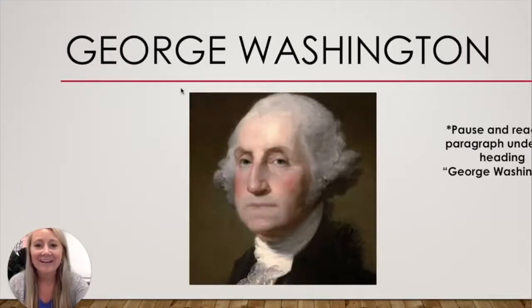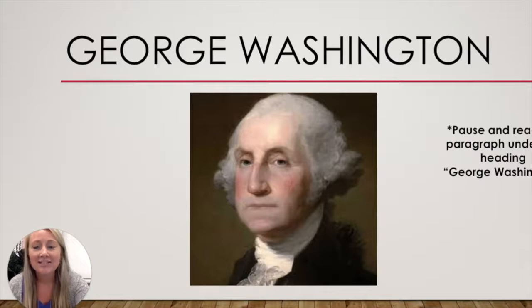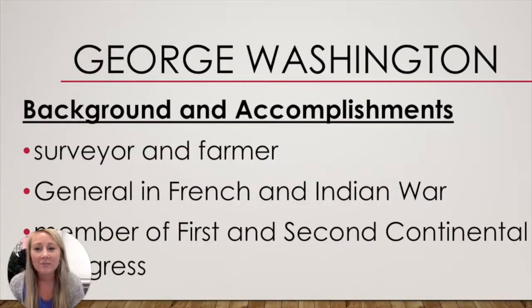Awesome, welcome back. Now that you've read a little bit about George Washington, let's fill in some important information for him on the chart. For his background and accomplishments, he started as a land surveyor and a farmer. He was also a general in the French and Indian War, and he was a member of the First and Second Continental Congress. Something really interesting about George Washington is even from the beginning, he was a reluctant leader. Yes, he absolutely believed in the causes of the American Revolution, but he didn't necessarily want to be the front man or the one who led it all.